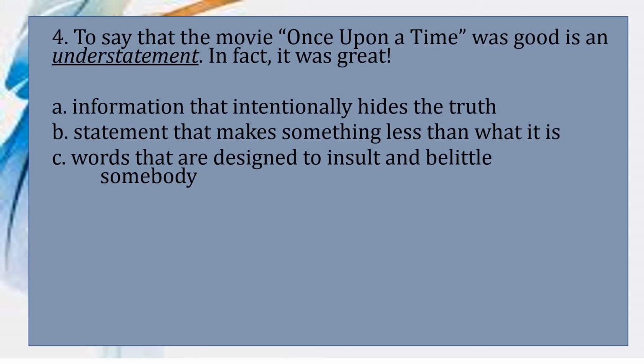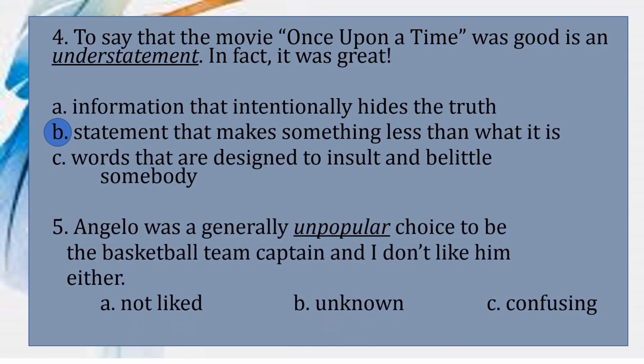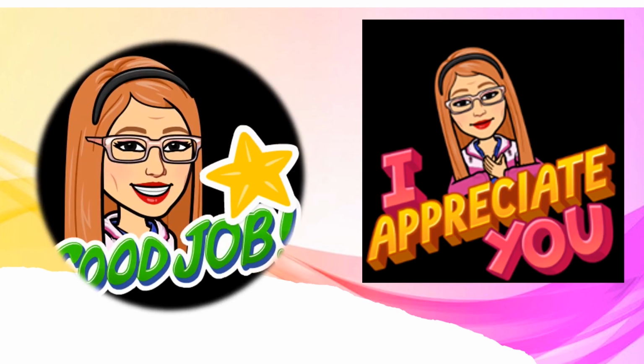Number 4. To say that the movie Once Upon a Time was good is an understatement. In fact, it was great. A. Information that intentionally hides the truth. B. Statement that makes something less than what it is. C. Words that are designed to insult and belittle somebody. What do you mean by understatement? You are correct. Letter B, statement that makes something less than what it is. Last, number 5. Angelo was a generally unpopular choice to be the basketball team captain, and I don't like him either. What do you mean by unpopular? A. Not liked. B. Unknown. C. Confusing. Very good. Unpopular means letter A, not liked. If you got them correct, well, you did a good job.